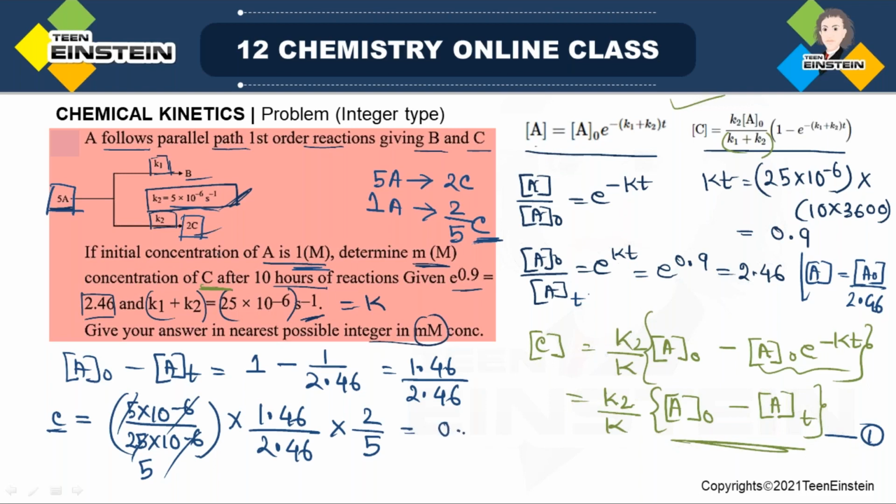Ultimately it will be 0.04747. Okay, but remember this is in molarity. We have to change it to millimolar. For that we will multiply by 10 to the power 3, so it will be converted to 47.47. But the nearest integer is asked, so that is why the answer will be 47.